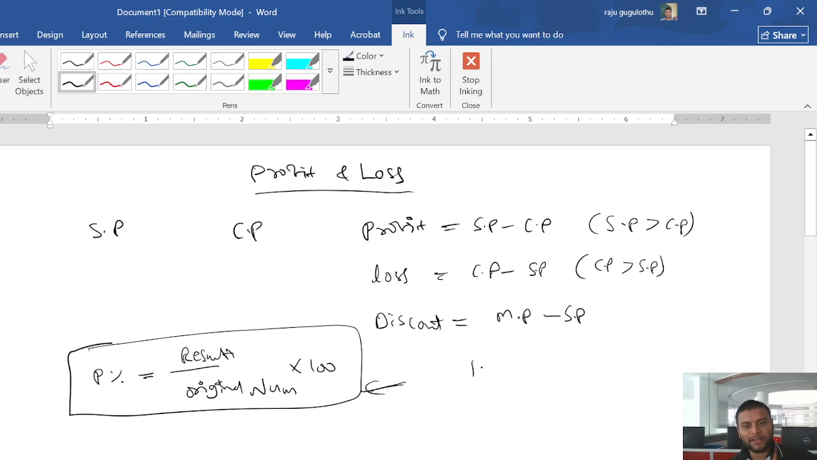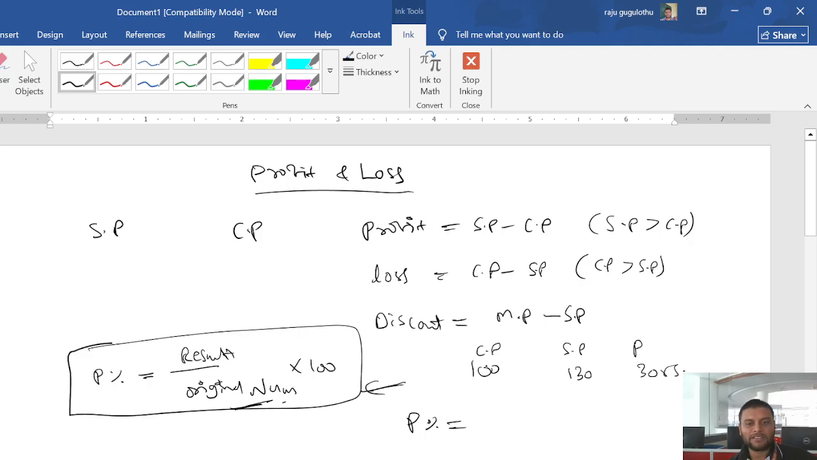Let us take that we are having an article whose cost price is 100, and you are selling that article at 130, observing a profit of 30 rupees. Then if you want to find profit percentage, you will be writing the formula like this. Profit percentage is equal to, original number in the denominator.